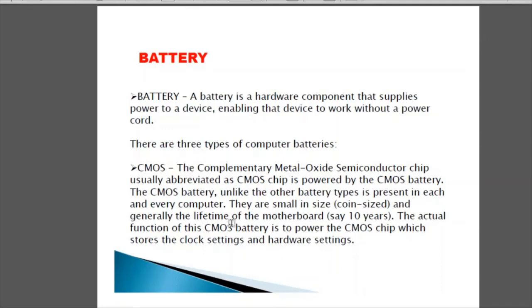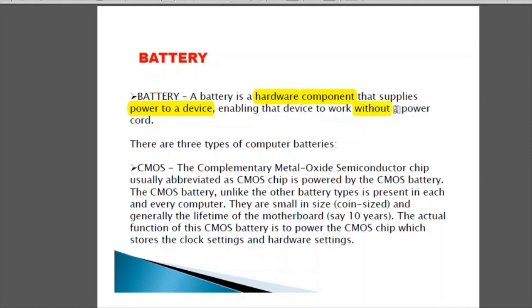Next comes battery. Now what is a battery? A battery is a hardware component that supplies power to a device, right? So it provides power to a device. Power to a device means it needs energy or some source, just like you need food to feel energized. Similarly, a battery is required to provide power to the device, enabling that device to work without a power cord.